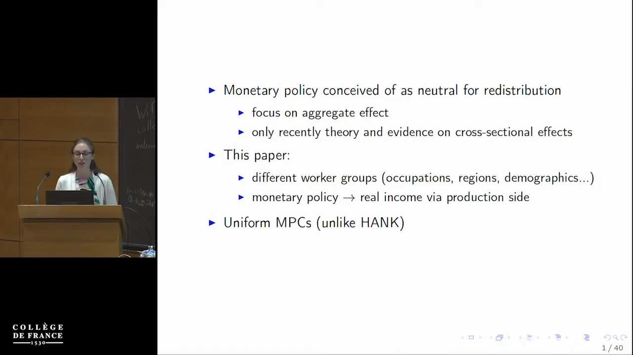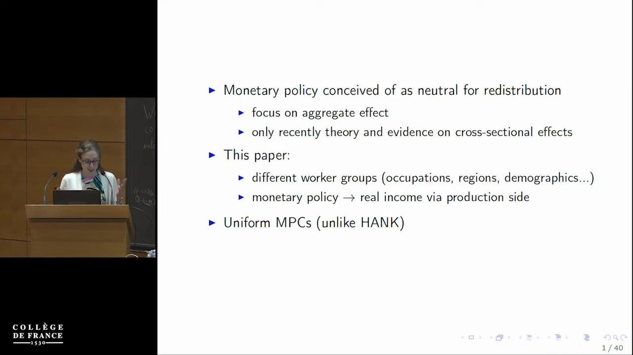In this paper, I take a particular stance on what kind of cross-sectional effects I want to study. In particular, I will consider how policy affects different worker groups, by which I mean people potentially in different occupations, different regions, or different demographics. As you will see, the model per se is neutral, so it's silent on how exactly you take the different worker groups to the data. But in the particular calibration that I focus on, I consider groups as being people in different occupations. And I will focus on the heterogeneous effect of monetary policy on these worker groups through their interaction with the production side. That is going to shape their real income process.